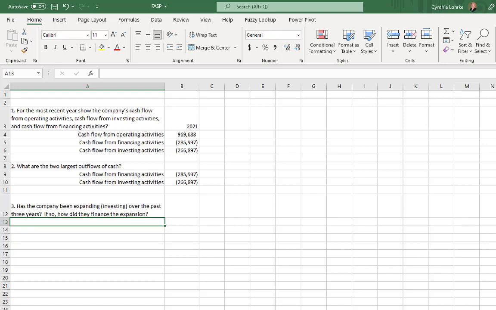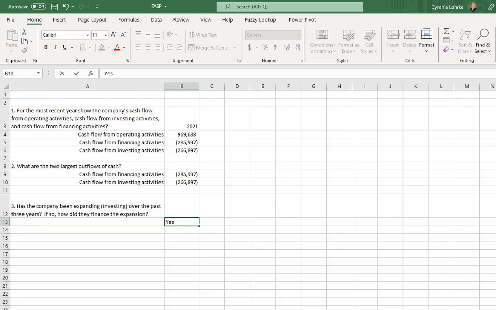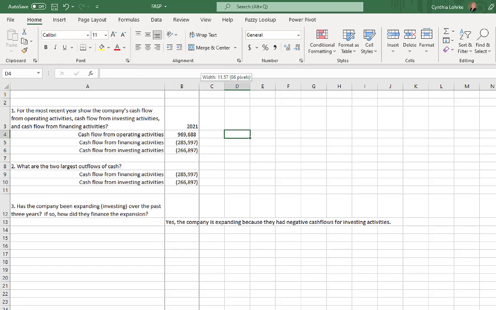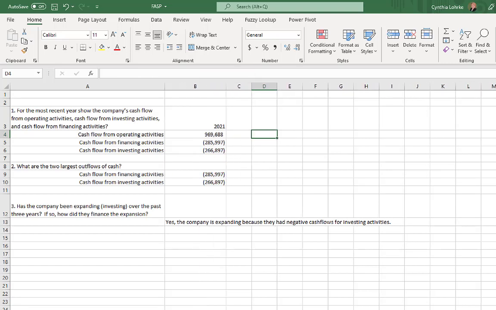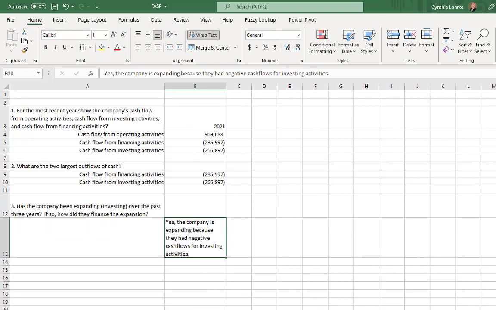So I'm going to come over here and I'm going to say, yes, the company is expanding because they had negative cash flows for investing activities. Now, obviously, this doesn't look very good, so I'm going to bring this out a bit because it's not going to matter here. I'm just going to bring that out a little bit, and then that allows me to wrap this answer here.